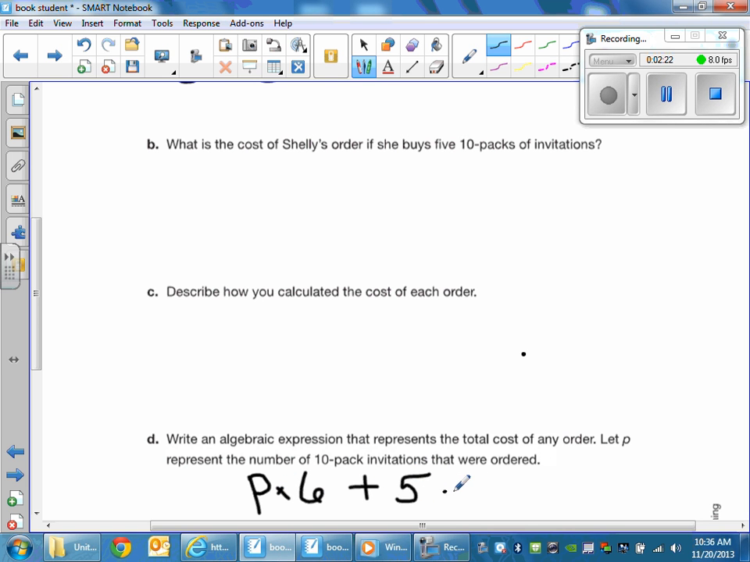Here's a couple ways to write this. You could write P times 6 plus 5. You could write 5 plus 6P or P6. All right, so do a choice for D or write one of mine, and let's go to E.